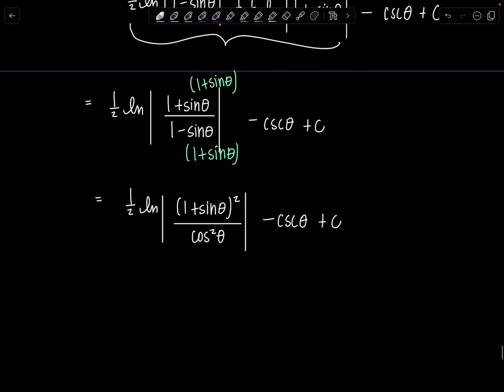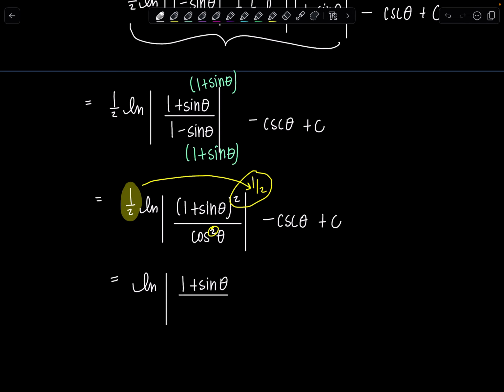And then, no, we're not done cleaning up. Take this 1/2, move it, make it the exponent on the argument, and then 2 times 1/2. When I take the square root of something squared, those exponents cancel, so I just have ln absolute value 1 plus sine theta over cosine theta, minus cosecant theta plus c.